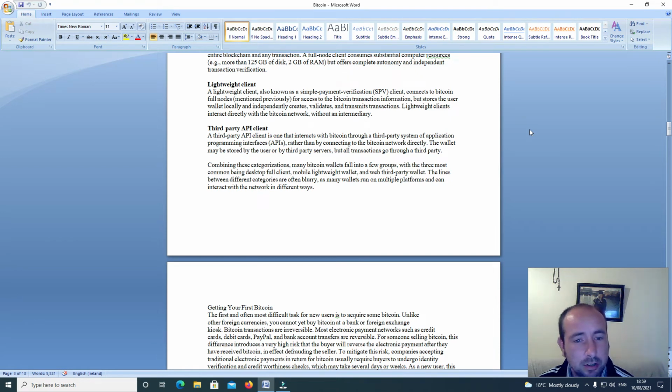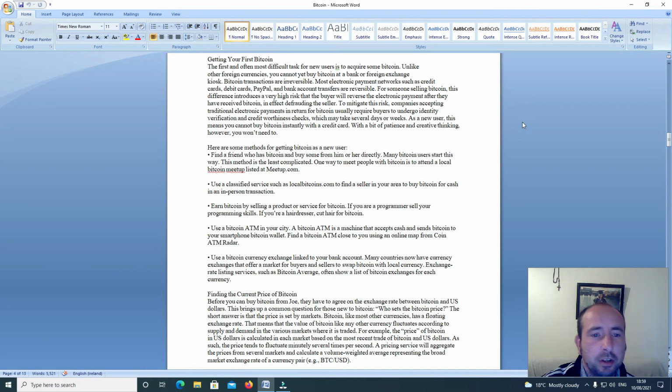Combining these categorizations, many Bitcoin wallets fall into a few groups, with the three most common being desktop full client, mobile lightweight wallet, and web third-party wallet. The lines between different categories are often blurry, as many wallets run on multiple platforms and can interact with the network in many different ways.